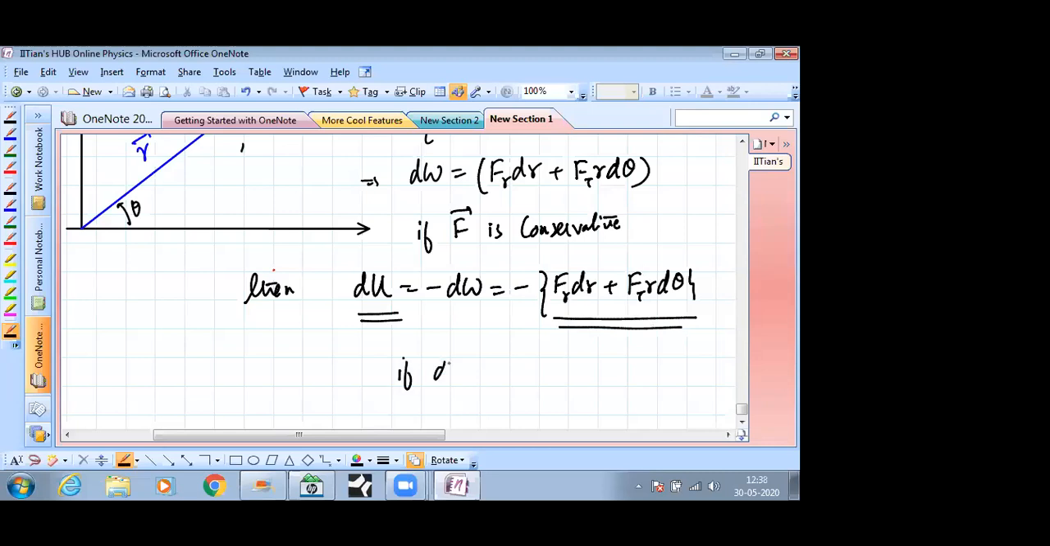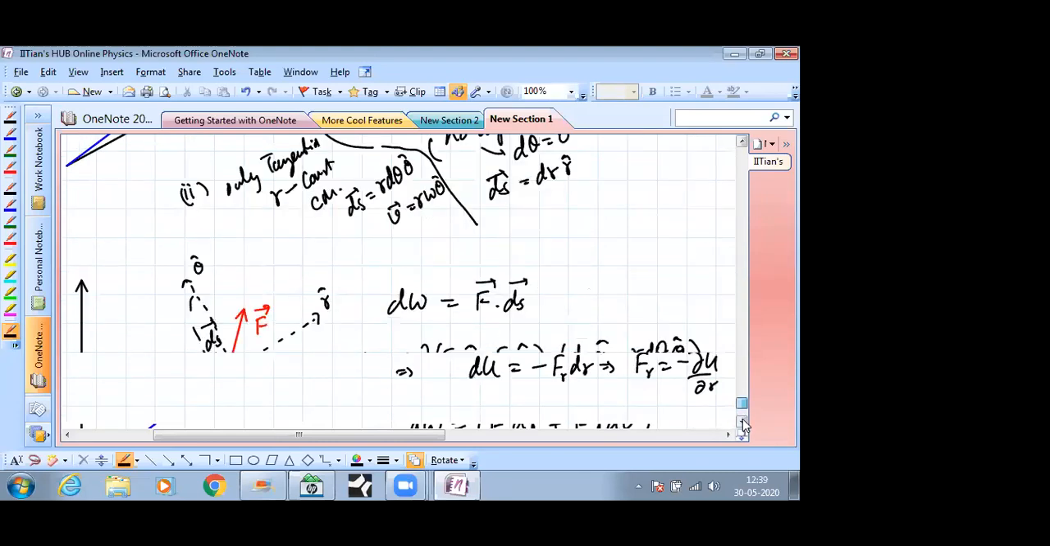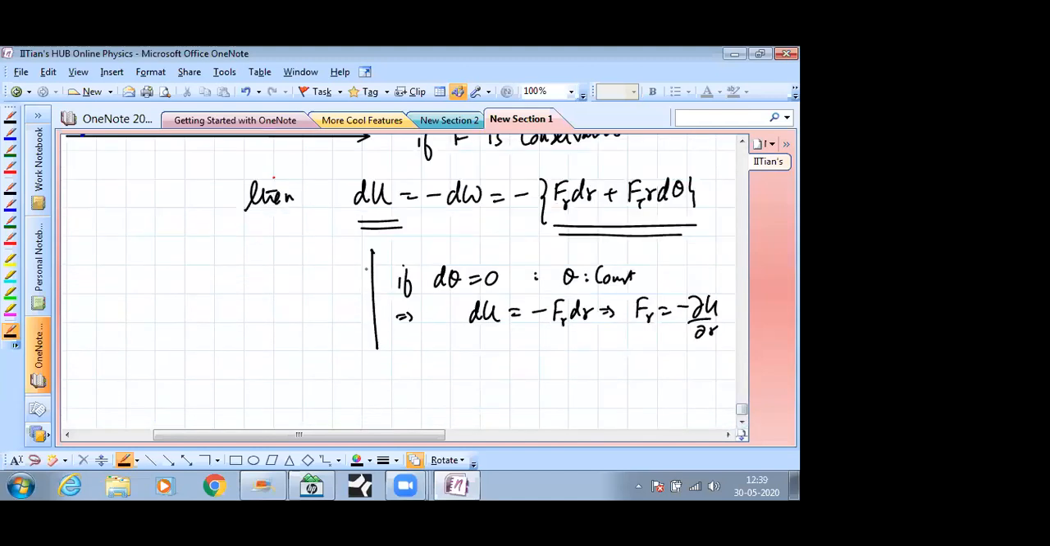In this equation, if we keep d theta as 0, that means we are keeping theta constant, so that's only radial movement. If we are doing that, then du becomes minus radial component times dr, or the radial component is minus del u by del r. And similarly, if we are going with only tangential motion, then the dr term becomes 0 in that expression. That's the second part of it.